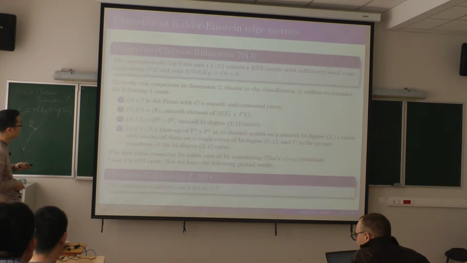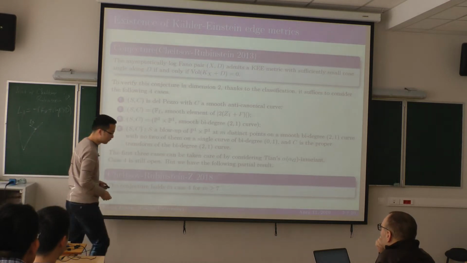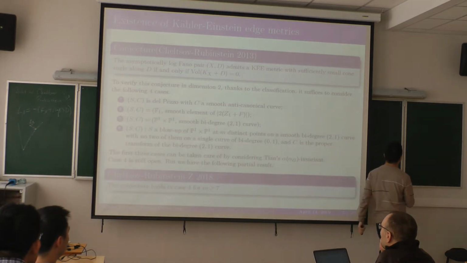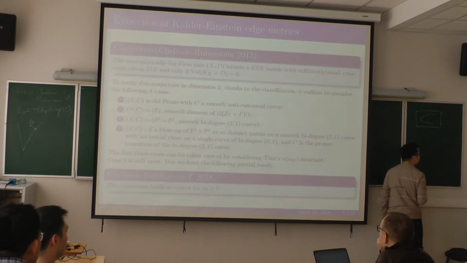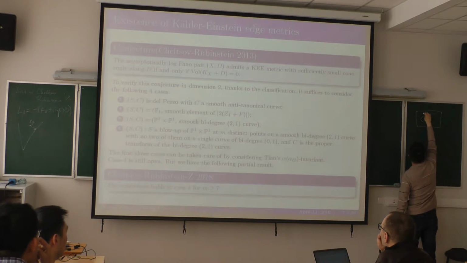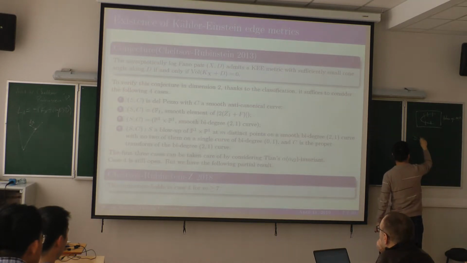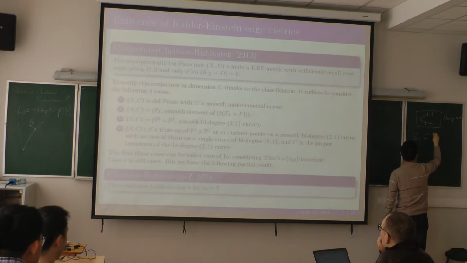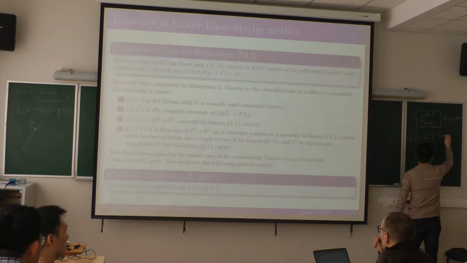So let me give more details about case 4. Basically, case 4 says the following. Our surface is, we start from P¹ × P¹. And we take a bidegree (2,1) curve. Then we pick some general points and we blow up m points. So we take the surface and the proper transform of this (1,2) curve. This gives us an asymptotically log Fano pair.